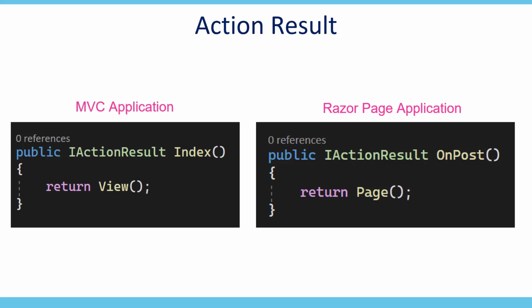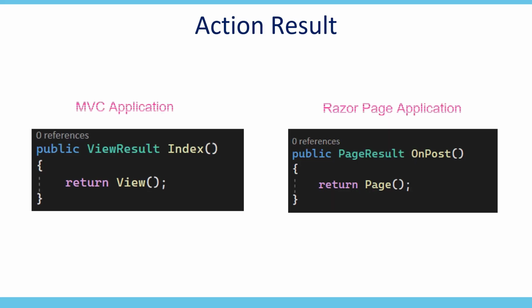Now, if you want to be explicit about the return type in both of these cases, then that would look something like this. If the return type is view, you can write ViewResult, but in Razor Pages, when we return the page, you can write PageResult.